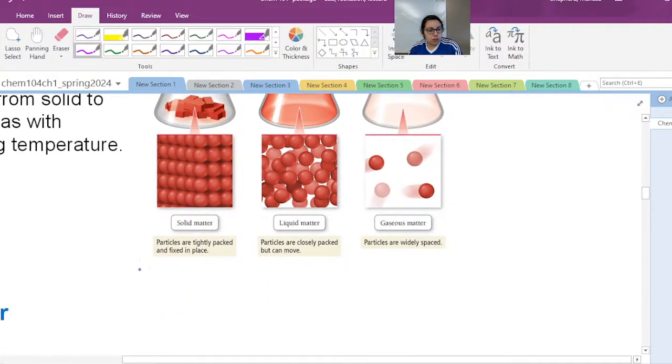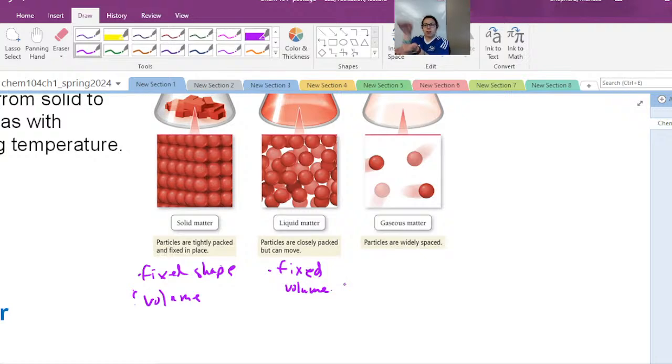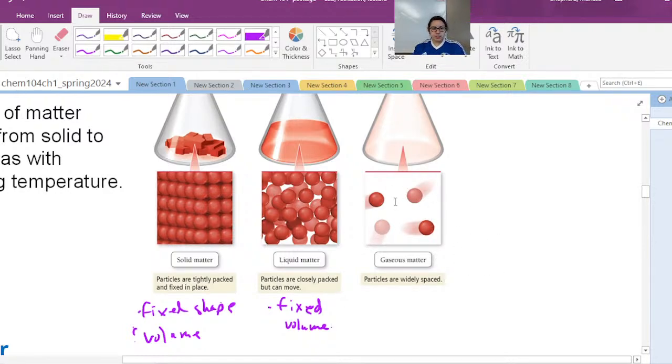And so solids, usually we say that we have a fixed shape and volume. And then liquid would still have a fixed volume, but now, obviously it takes a different shape. So you guys have seen that, of course, pouring water, and you of course know that you can't compress it. So 10 mils is still 10 mils. But again, they can slide past one another, so they have some more freedom. And so now when we get to the gaseous state, more energy has been put in, and now they're widely spaced far apart. And so usually we say gases have no fixed shape or volume.